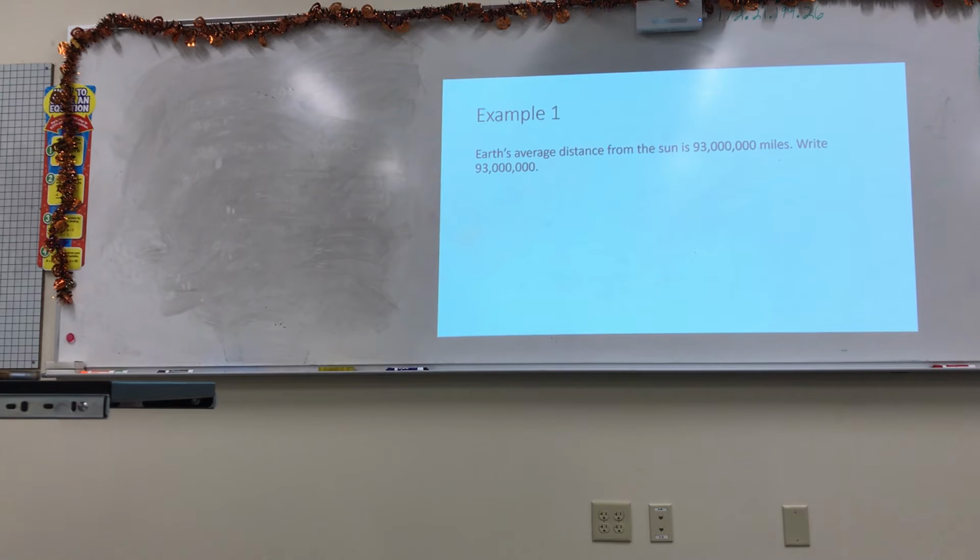So, Earth's average distance from the sun is 93 million miles. Write 93,000,000 miles in scientific notation.